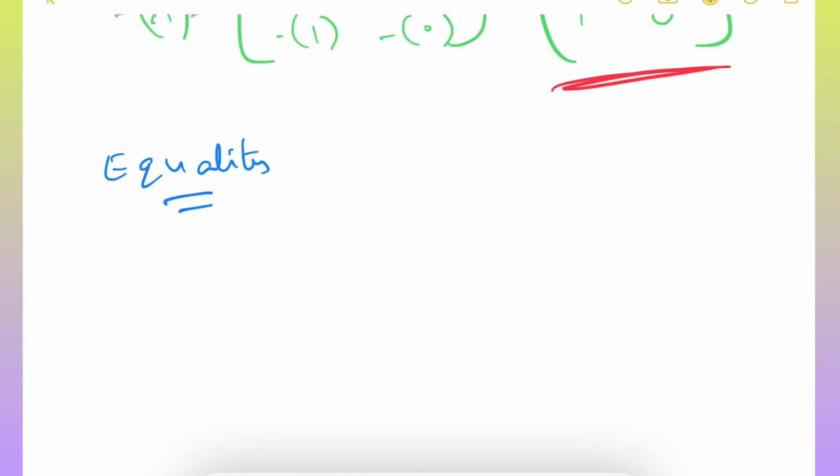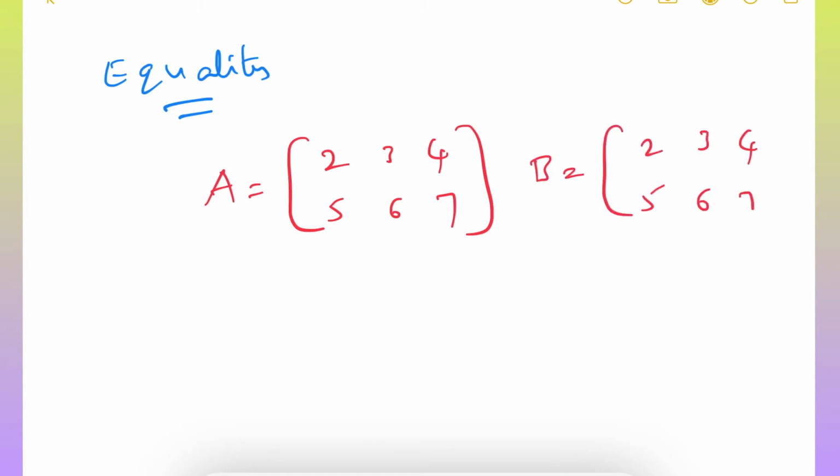Equality of a matrix, or simply equal matrices. For example, I have a matrix A in which the elements are 2 3 4 5 6 7, and I have one more matrix B in which the elements are 2 3 4 5 6 7.